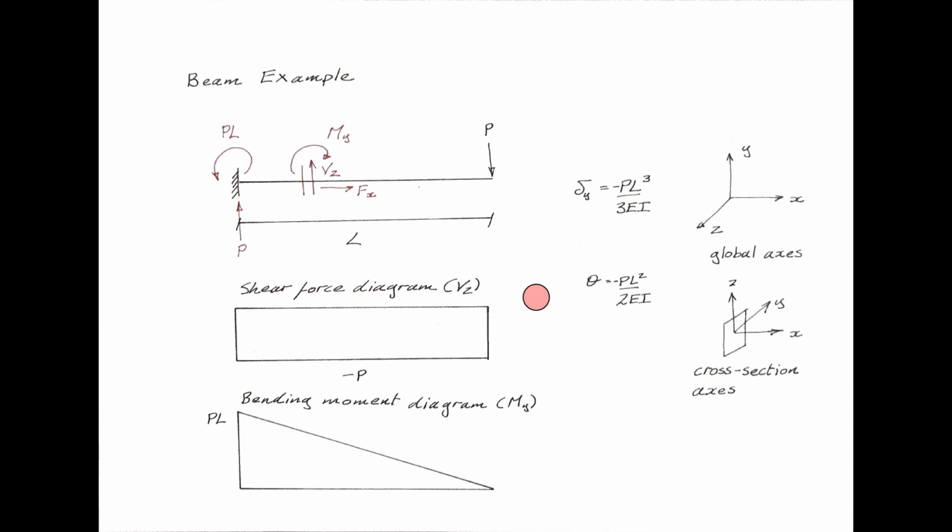So the example is just going to be a simple cantilever like so. A fixed end here, just a point load acting down at the free end here. We've got a total length L, and I've labeled the point load P as well.